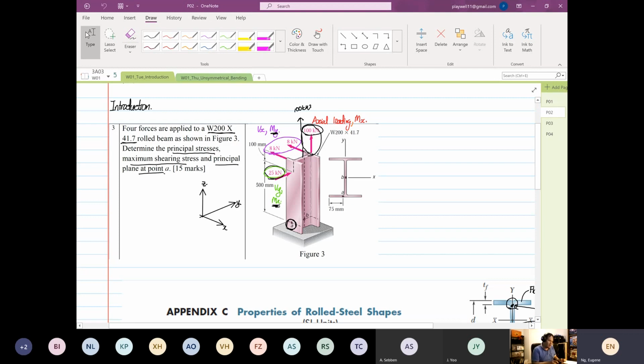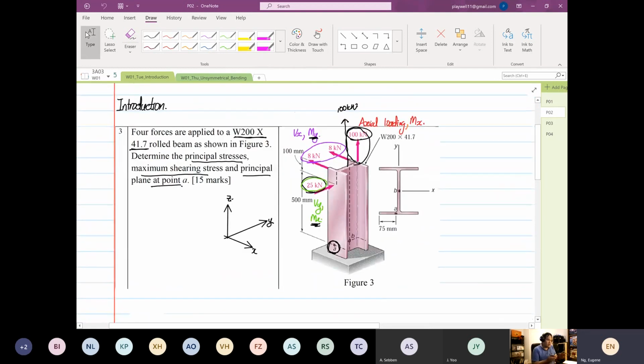So we're going to do detailed calculation, and we're also going to go into detailed analysis. That's my main aim today: to teach you how to calculate stresses of a compound loaded structure, and then we go from there. Any questions? No. Okay.